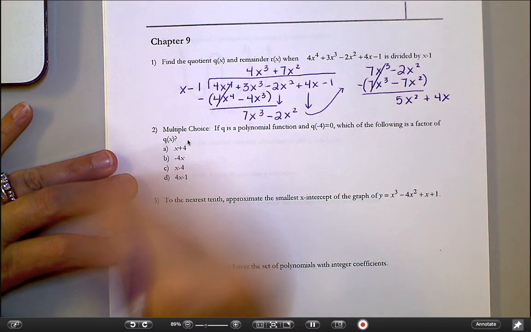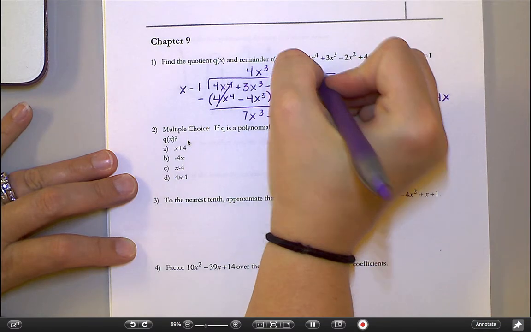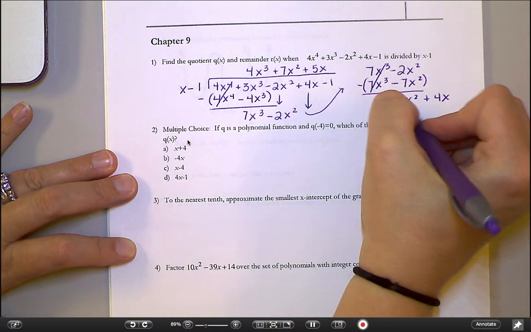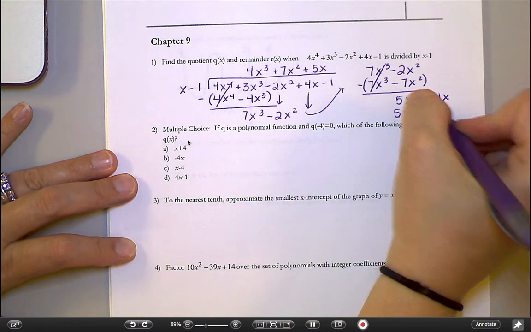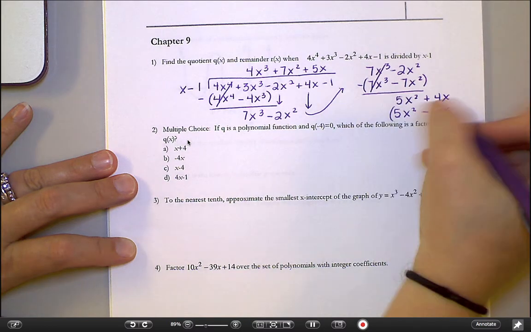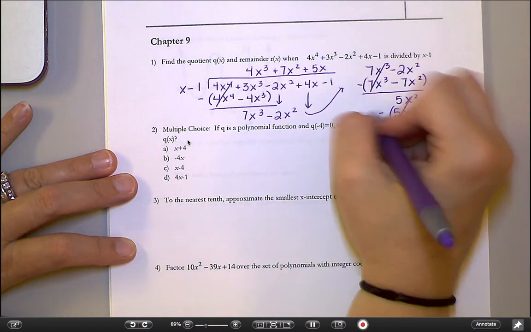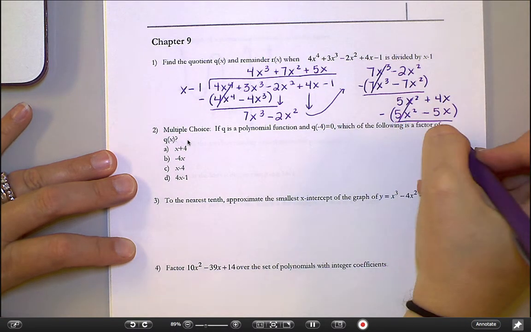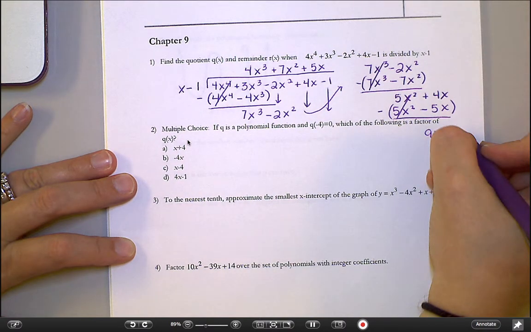Okay, so x times what makes 5x squared? That would be a 5x. 5x times x, 5x squared. 5x times negative 1 is negative 5x. Subtract. Gone. 4 minus negative 5 is positive 9. Okay, so 9x, and then I'm bringing down my negative 1 from over there.